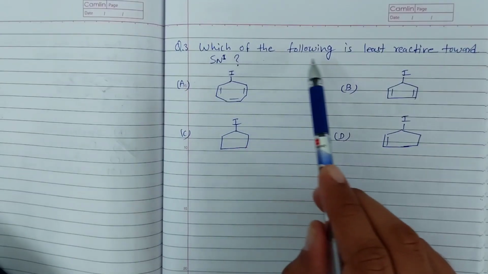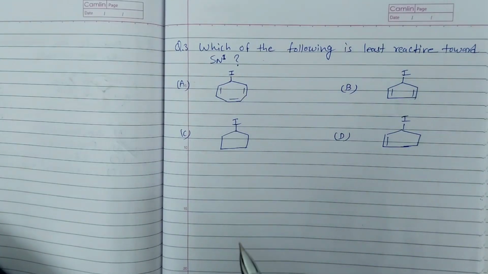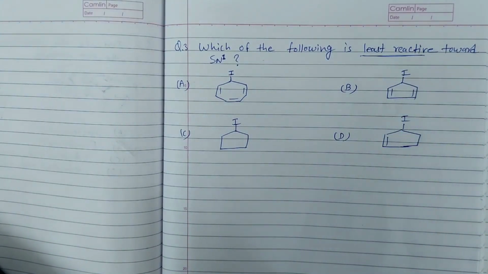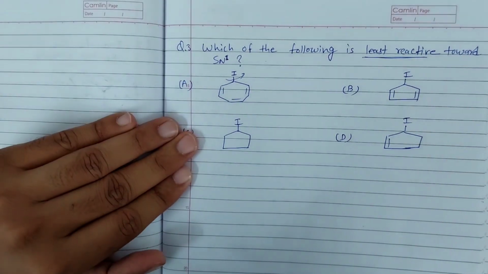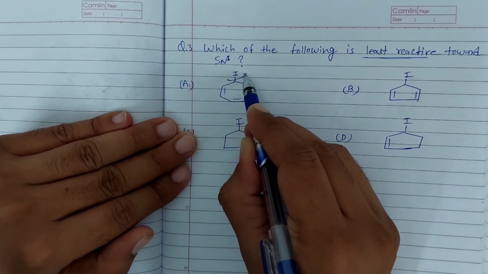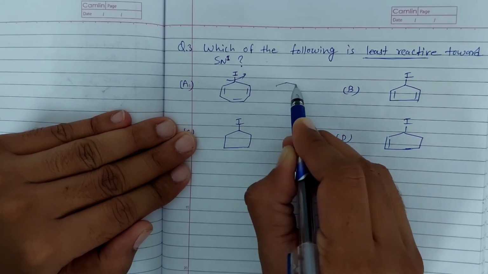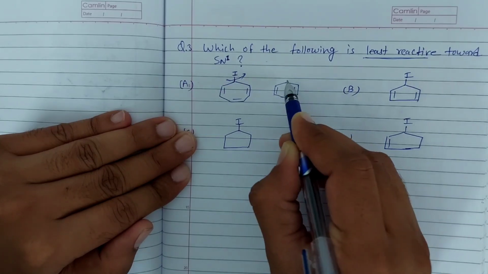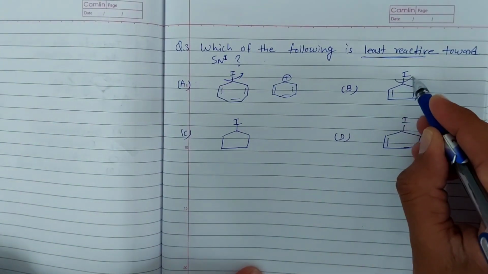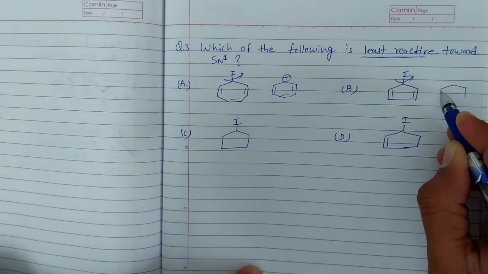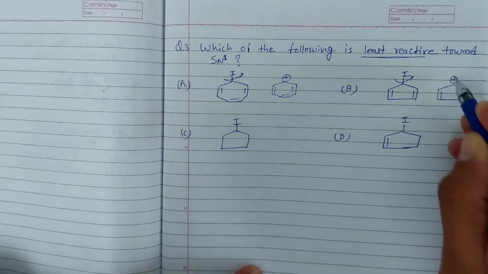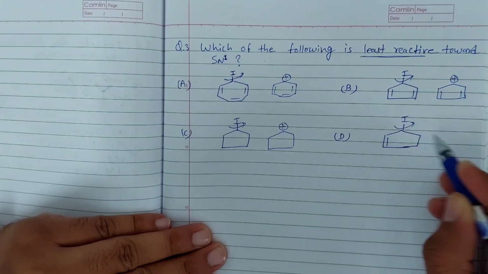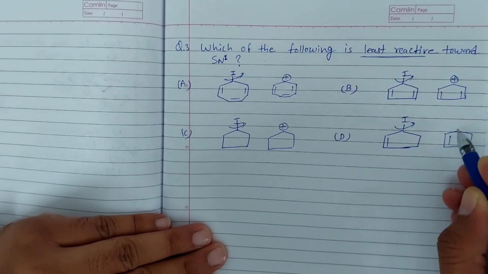The third question is, which of the following is least reactive toward SN1? So for the SN1 reaction, whenever you get questions like least reactive, we need to find out the stability of the carbocation. If iodine removes from here, the carbocation we will get is this one. This carbocation we will get. If this iodine goes from here, then we will get this carbocation. In a similar case, we will get this carbocation, and in this case, we will get this carbocation.